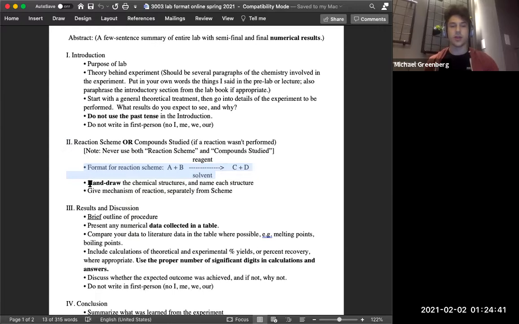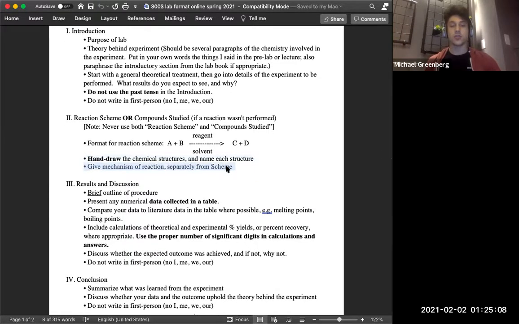This is the only part of the lab that is to be hand-drawn, handwritten. With the whole online submission situation, it might be a little bit different, but generally, you can just scan it and upload it as a PDF.